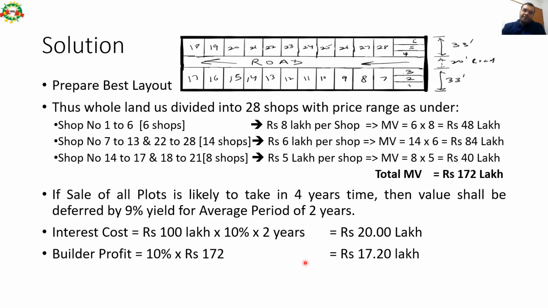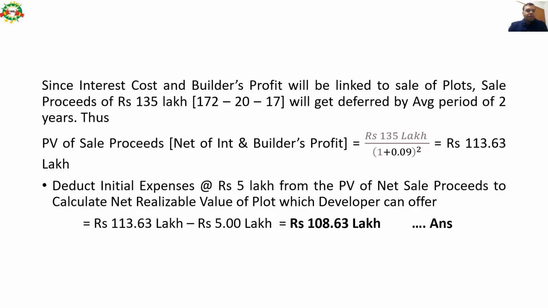Then the builder's profit is given as 10% of the gross receipt of the project. This is equal to the gross receipt we have calculated here. So 10% of it is equal to 17.20 lakh. Since interest cost and builder profit will be linked to the sale of plots, once the plot is sold, we will be required to serve interest in parallel, and the builder will take out his profit. The sale proceed of 135 lakh, that is the 172 gross receipt minus 20 lakh rupees of interest and 17.2 lakh rupees of builder's profit.